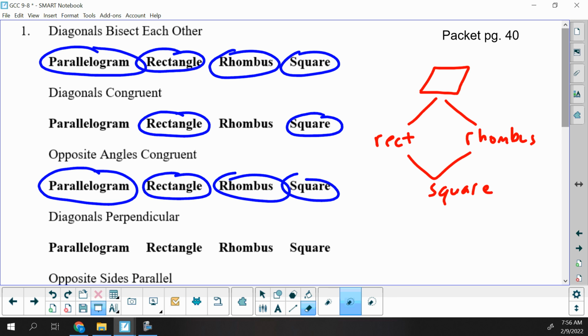Diagonals perpendicular. The first thing that implies diagonals perpendicular was the rhombus. So the rhombus has that, and everything below that, so in other words, the square, will also have that property.